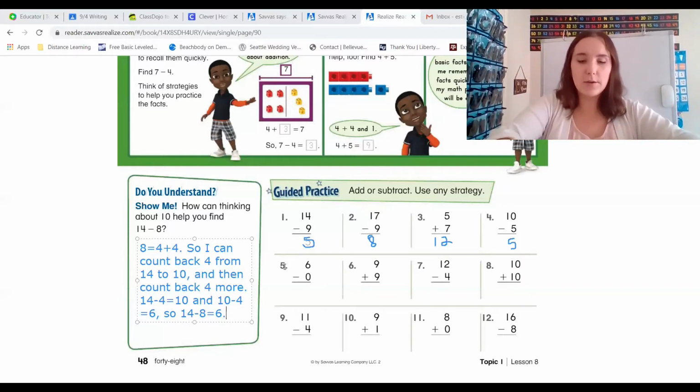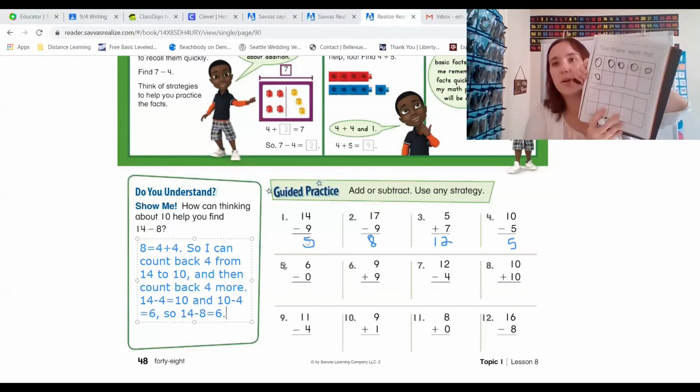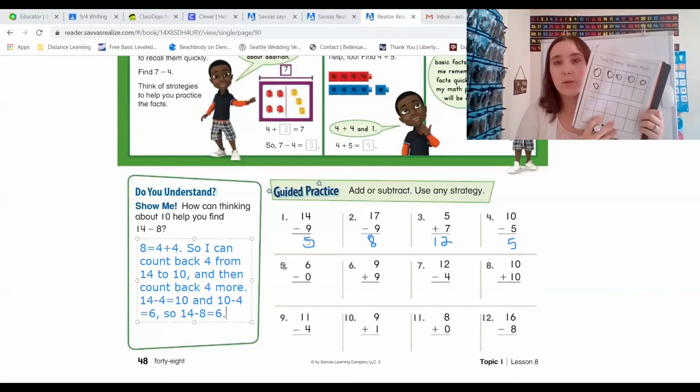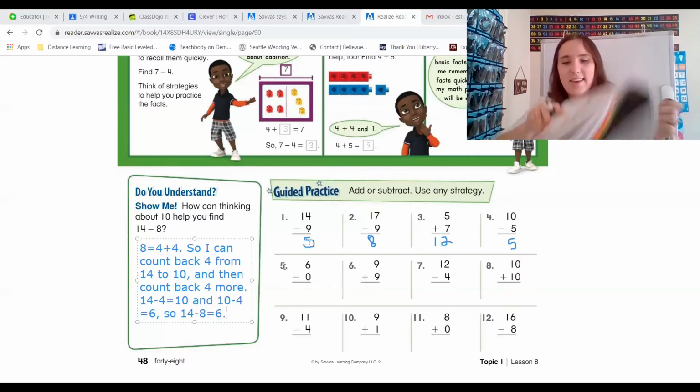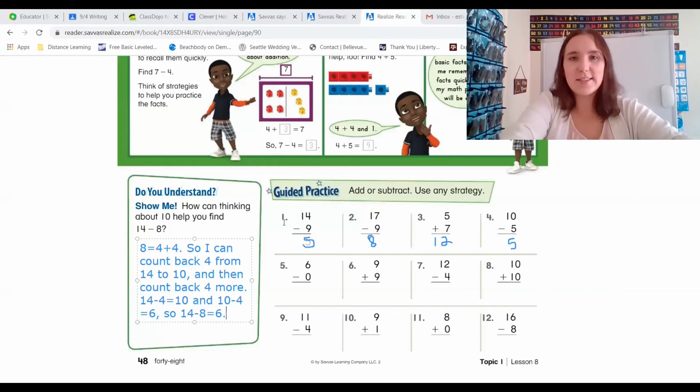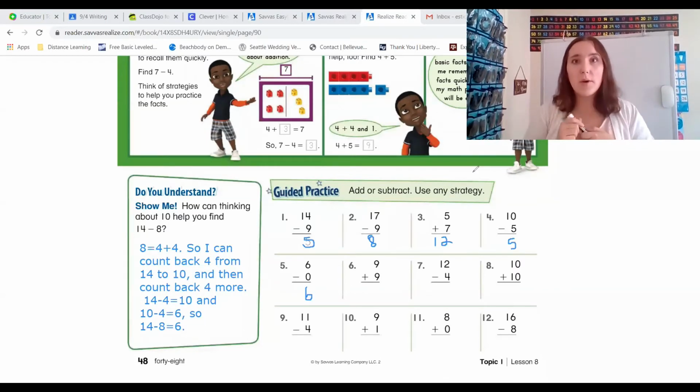Okay, let's look at number 5. It's 6 minus 0. So 1, 2, 3, 4, 5, 6 counters on my 10 frame. And if I'm taking away 0 counters, how many am I going to have left? I'm still going to have 6, right? Yeah, so that's an easy one. Our answer is 6.